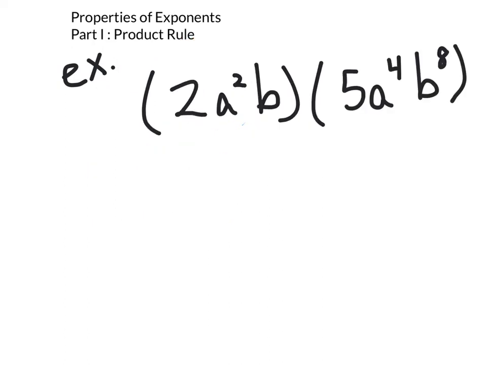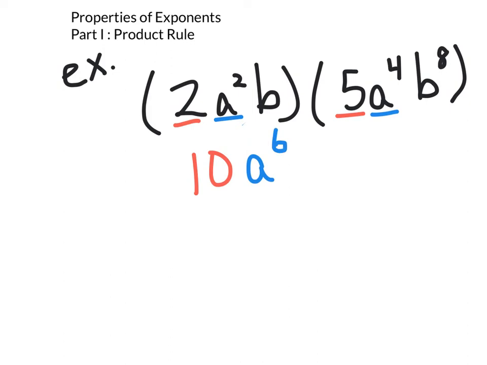Okay, so my next example here, you'll notice that we have more than one variable. We have variables with both a and b. We also have some coefficients. I'm going to begin by putting together the coefficients first. So I'm going to multiply the 2 and the 5. 2 times 5 is going to give me 10. The second term that I want to look at is my a's here. I have 2 a's in that term, and I have 4 a's in the second term. When I add the exponents, I'm going to get a to the 6th power.